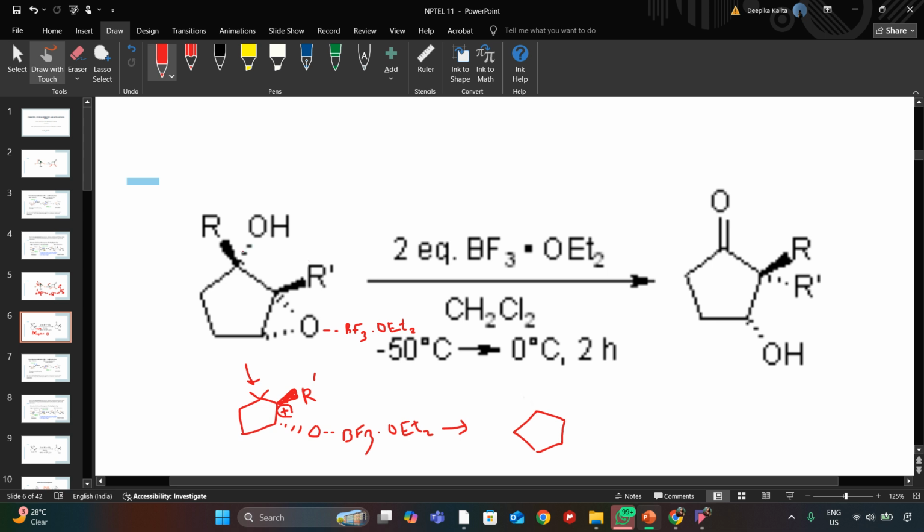So in this case, the R group here is going to migrate to the carbocation center, and we are going to get an intermediate of this type.